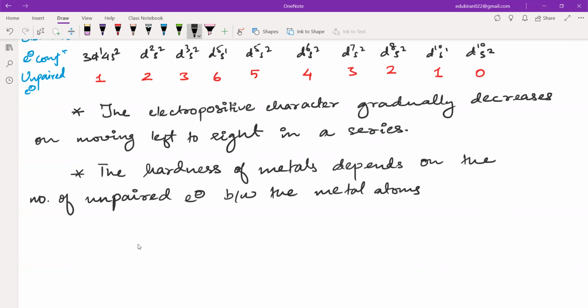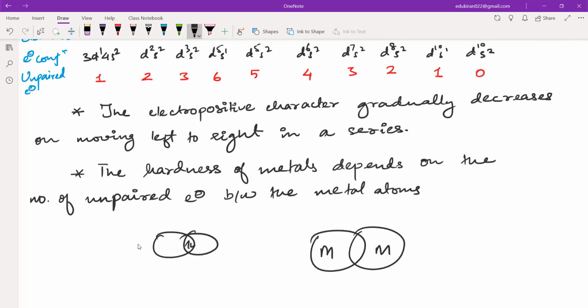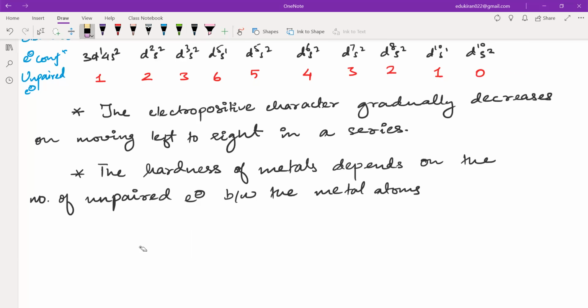So we know that when we have unpaired electrons, they can overlap with each other and form a bond, right? So if we have more unpaired electrons, then we have 2 metal atoms, meaning 2 metal atoms of the same element. If we have more unpaired electrons, there will be a high bond strength. So it depends on the number of unpaired electrons. If we have more unpaired electrons, then the metal will have a strong metallic bond, and it will be said to be a hard metal, right? It is a hard metal.